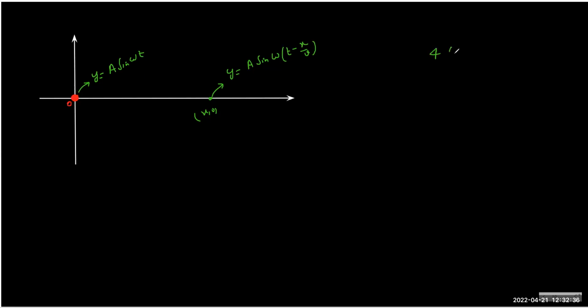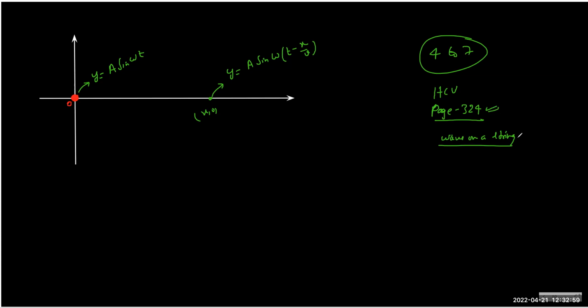Question number 4 to 7. If you go to page number 324, you will get only one exercise, not two exercises, so you will not get confused. Am I audible? Okay, fine. So solve 4 to 7 right away. Then we'll solve the rest.